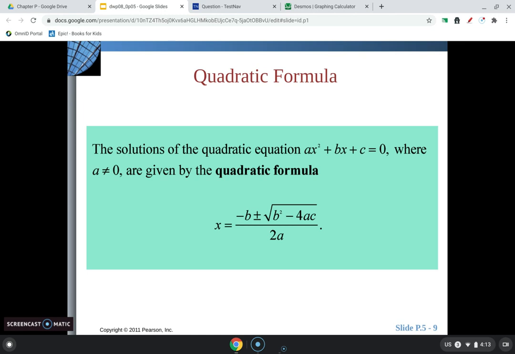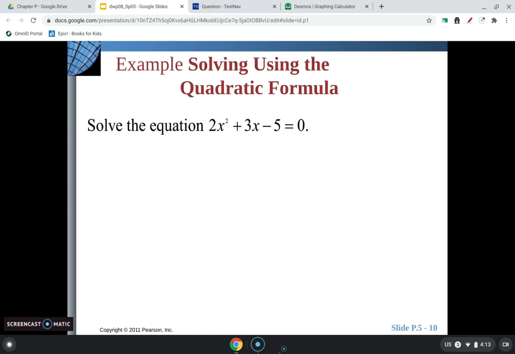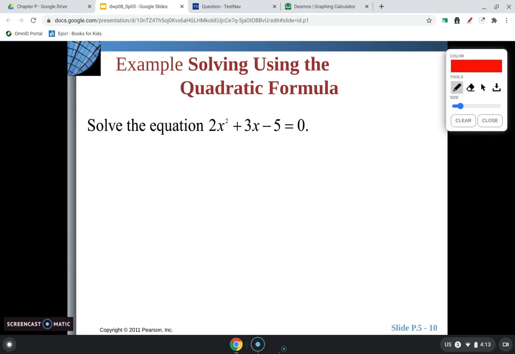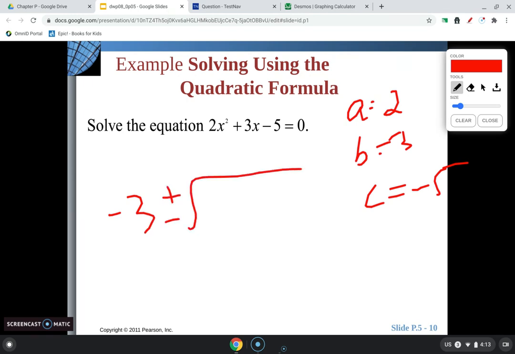I always encourage you to follow along in the online book in the section. It's got all these formulas right there for you. All right, so let's try one by quadratic formula. So a equals 2, b equals 3, c equals negative 5. So the opposite of b would be negative 3, plus and minus the square root of.